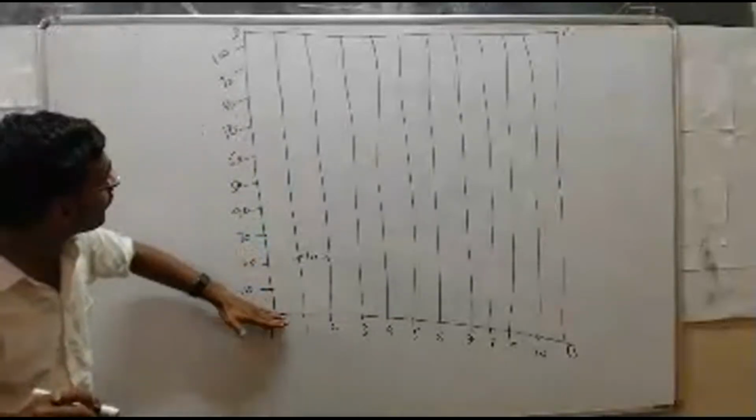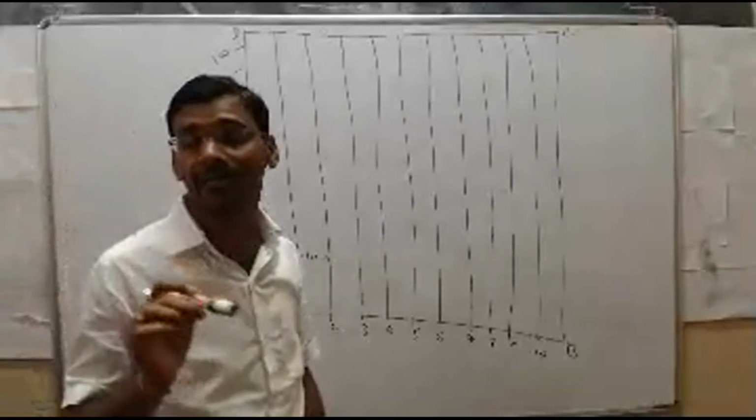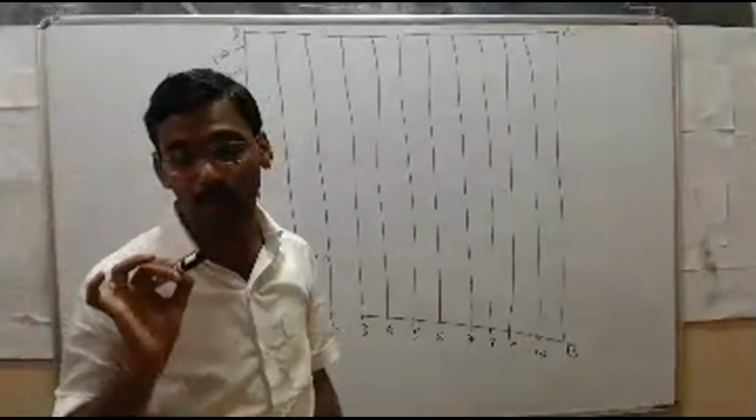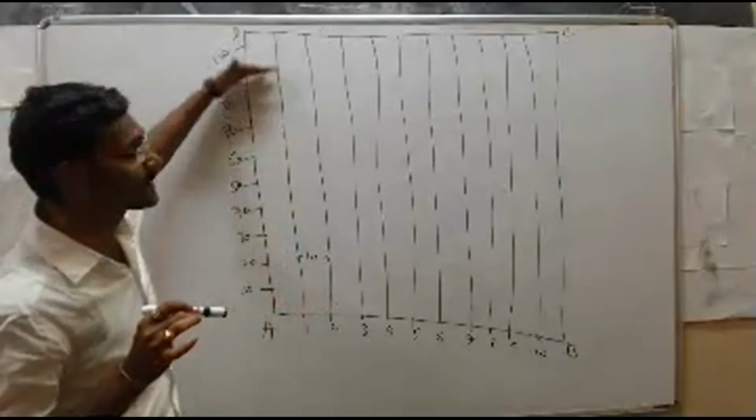Then from A to D, there are 100 flower pots. There are how many flower pots? 100. So now 1, 2, 3, 4, 5, 6, 7, up to 100.